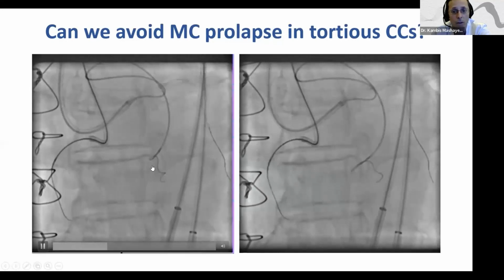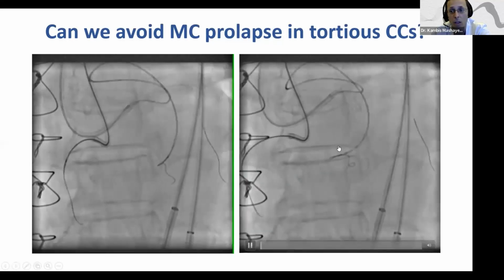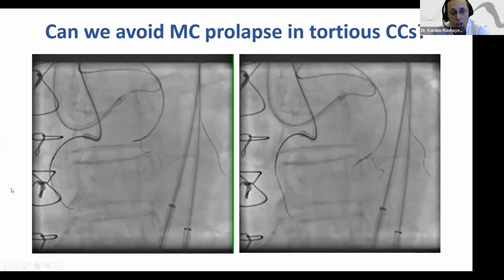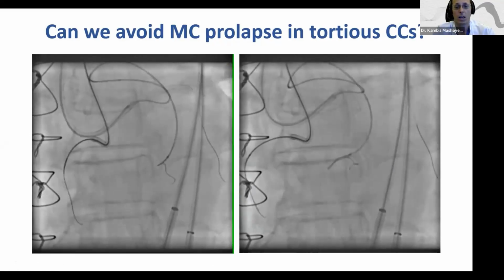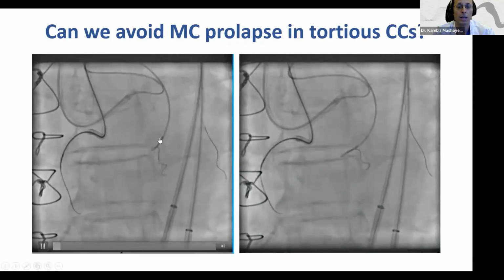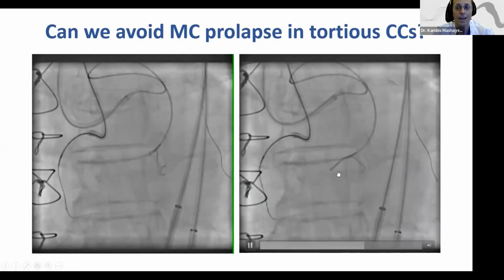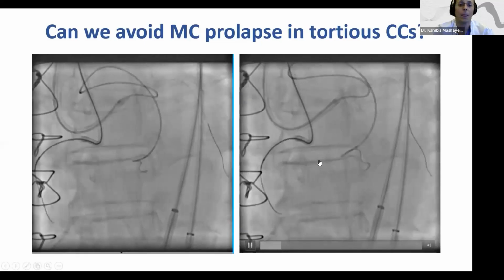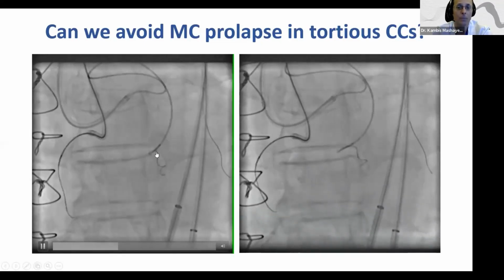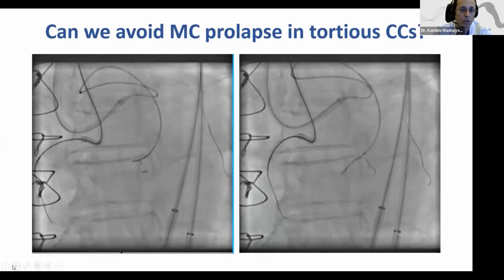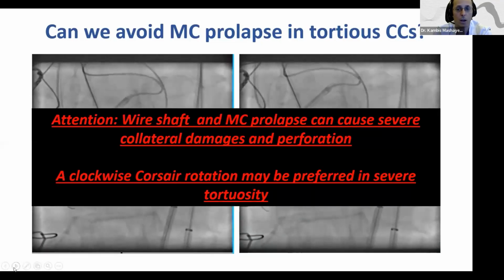And this has been done here. I tried to advance, but what you can see is a prolapse of the whole system. So rotating in the counterclockwise direction worked here until I prolapsed. What I did here, I retrieved the device and rotated in the clockwise direction, and then based on the clockwise direction, I was able to take the first curve.